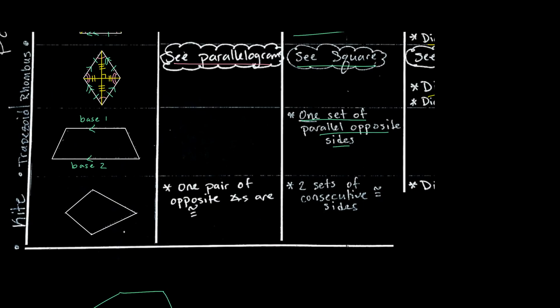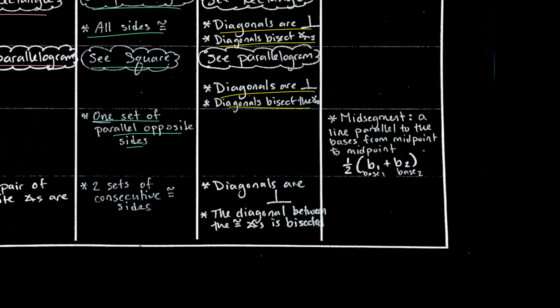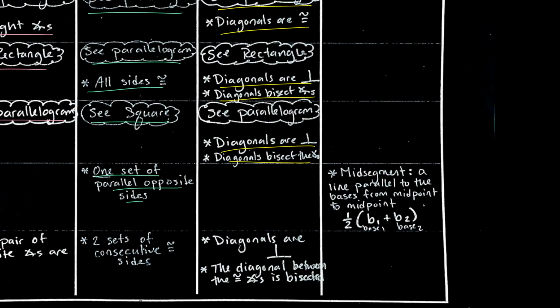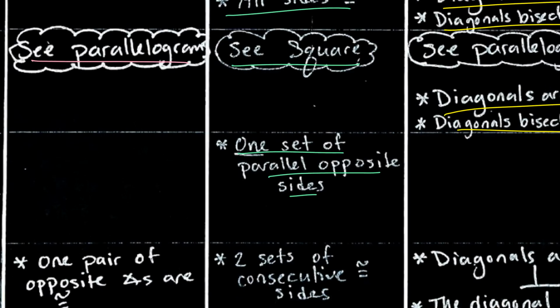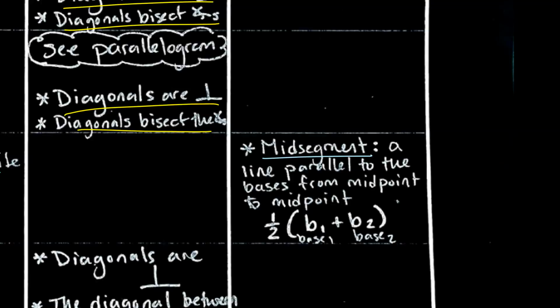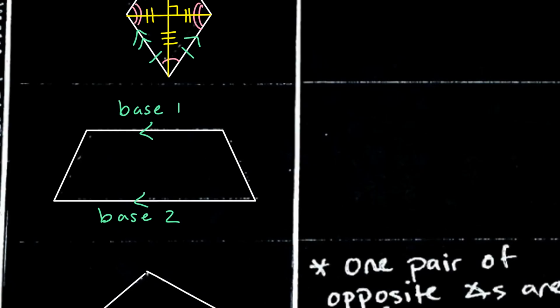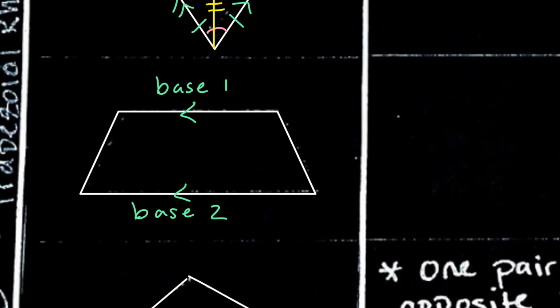Now there is one more special relationship that we must go over, and it is called a mid-segment. Let's see, what color haven't we used? Blue? A mid-segment goes from the midpoint of one of the legs, this is called a leg, to the midpoint of the other leg. And this line is actually parallel with our bases.